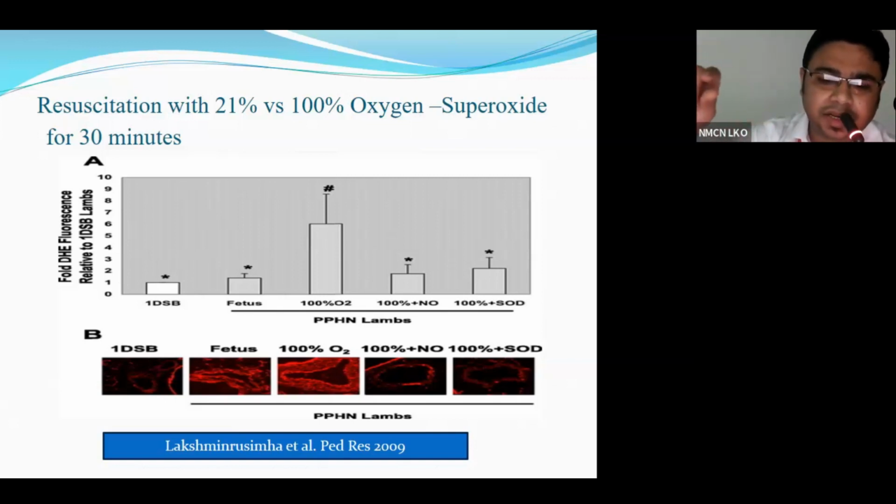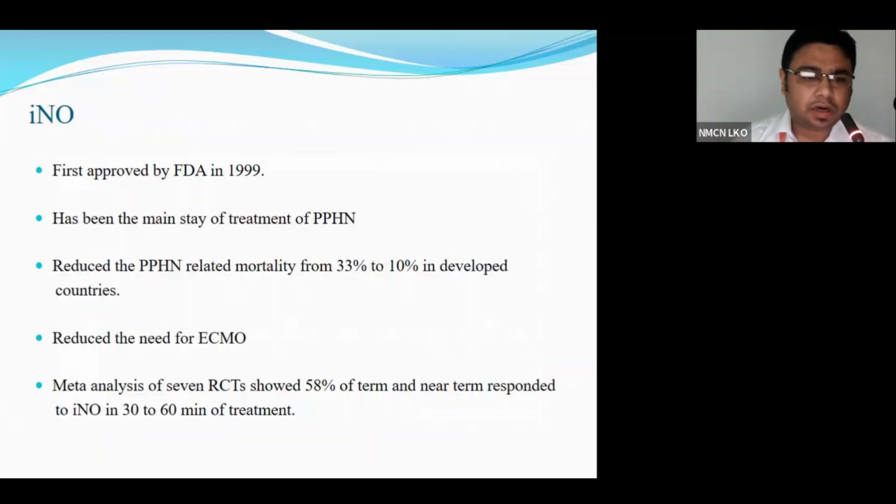As you can see in the third picture, where 100% oxygen is used, there is a thickness at the pulmonary arteriole. So giving 100% oxygen is detrimental. And as you see in the next slide, when you add nitric oxide to 100% oxygen, there is a tremendous decrease in the thickness of the pulmonary vasculature. I'll just brush through these slides in view of paucity of time.